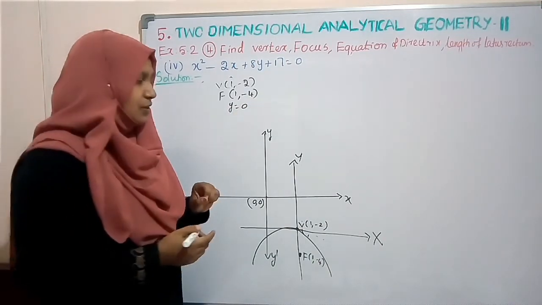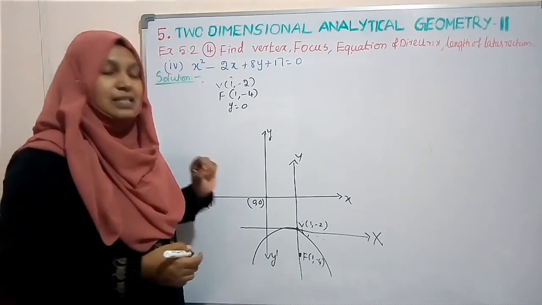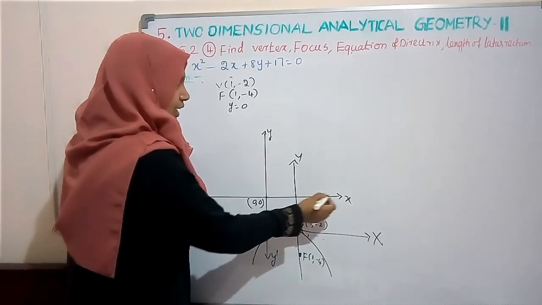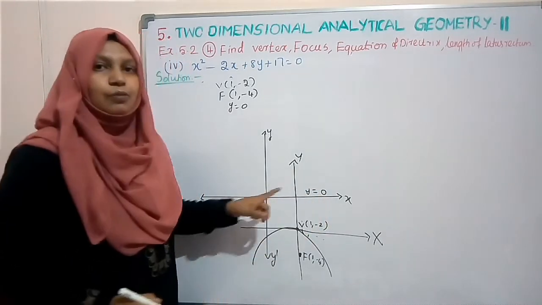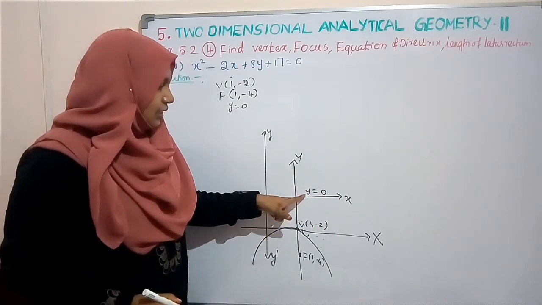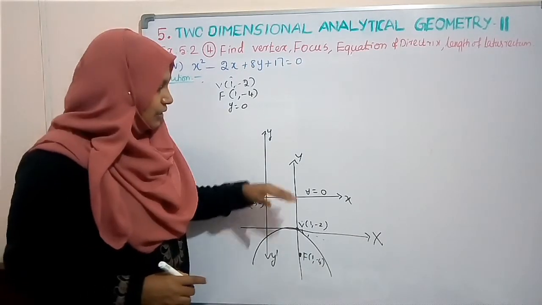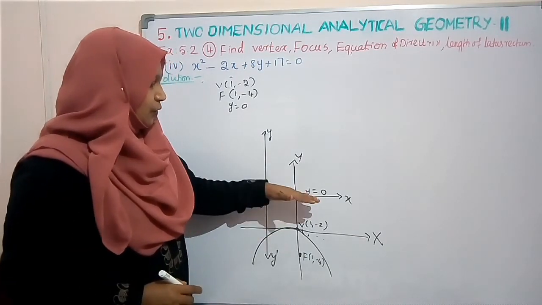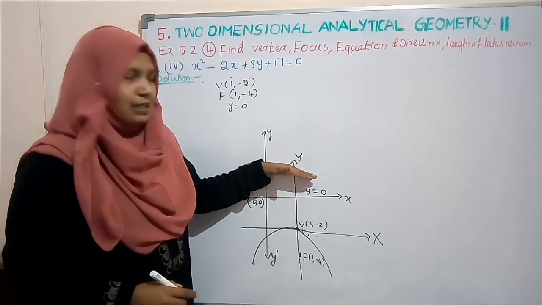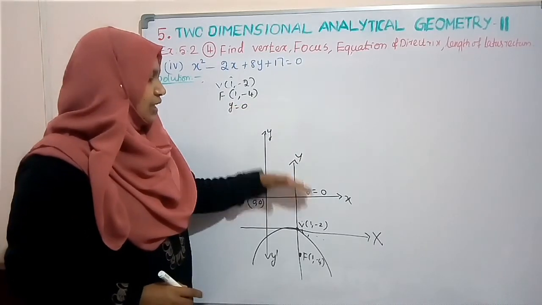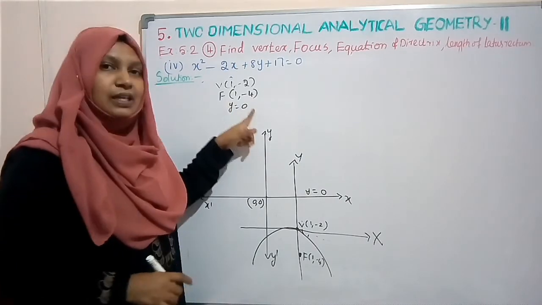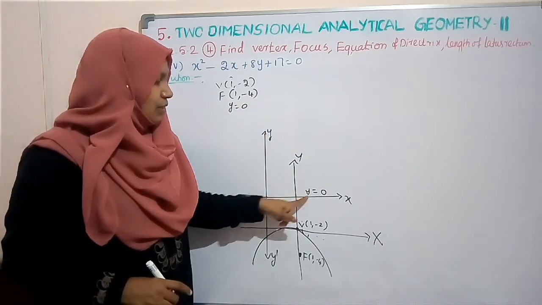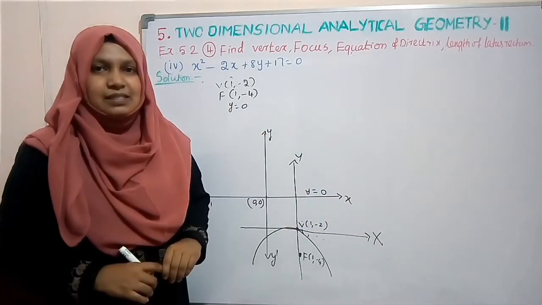y is equal to 0 means it is the x axis. That is your directrix. So near this x axis we can write y is equal to 0. This is your directrix. Okay. y is equal to 1 means we can draw 1 unit above the x axis. y is equal to 5 means again 5 units you can draw another line. But it is y is equal to 0 here. Just mark it on the x axis itself.